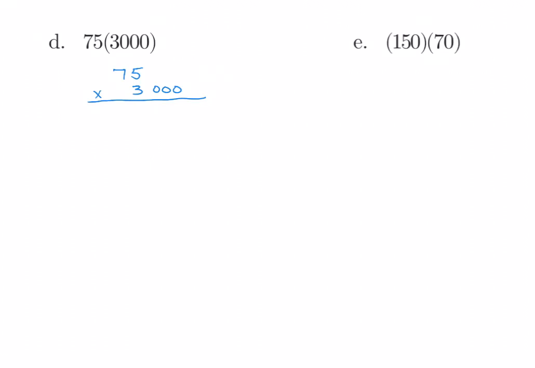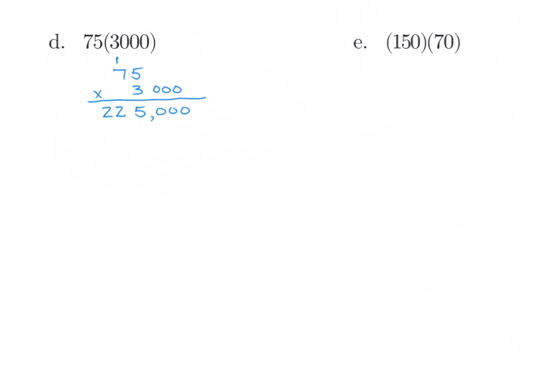So if we go ahead and multiply this, we get 3 times 5 is 15. We carry the 1. 3 times 7 is 21. Plus 1 is 22. And then I bring down my zeros into my answer. We get 225,000.